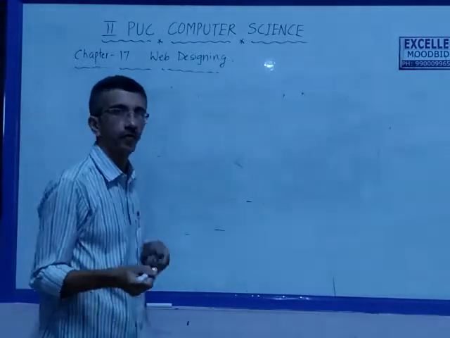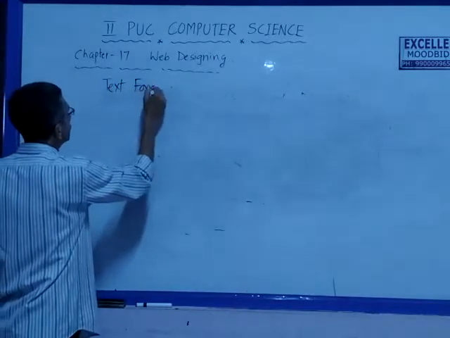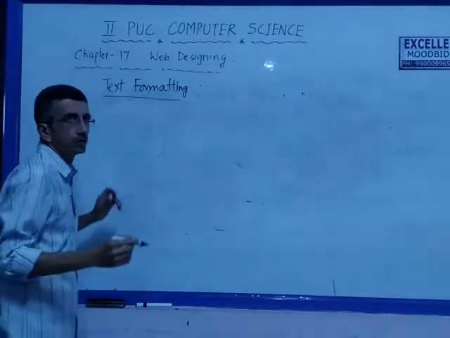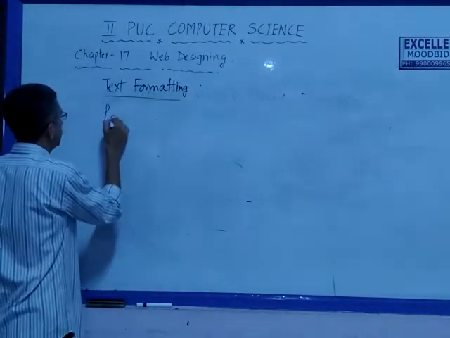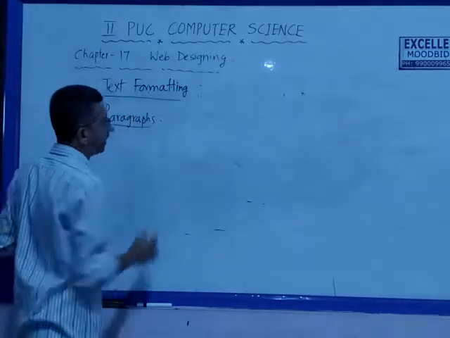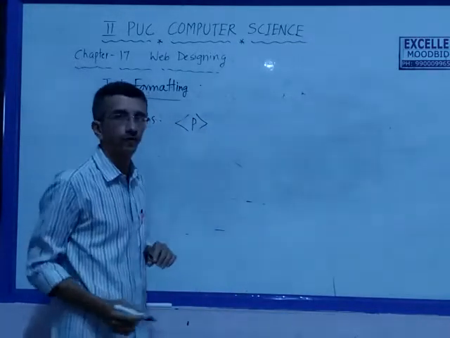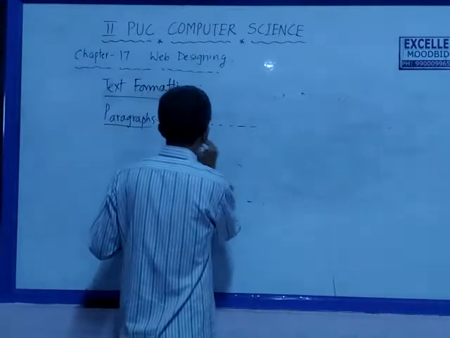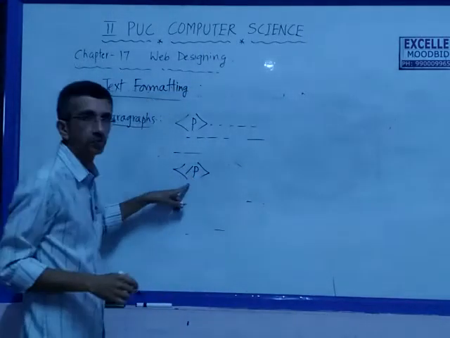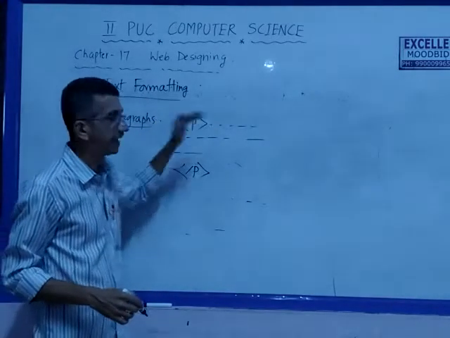So, basic text formatting using HTML. We can write paragraphs. A paragraph is created using the P tag. Before we write the paragraph content, there is a closing P tag, which is optional. A pair of P and close P includes one paragraph of text.